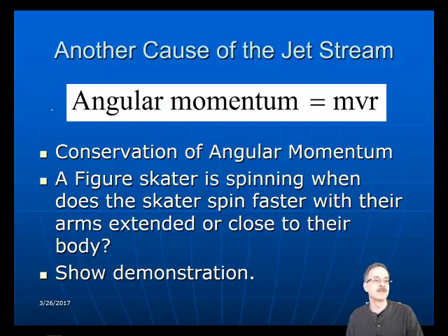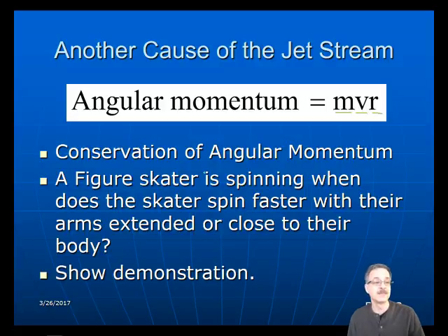All right, another cause. Well, we're going to talk about this thing called angular momentum. By the definition of angular momentum, all objects have a mass, and that object can be moving around a certain point. The distance from that point to where the object is called its radius. And what we're going to do is apply the idea of conservation of angular momentum.